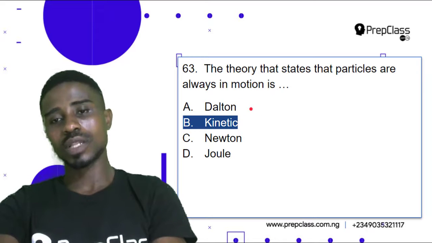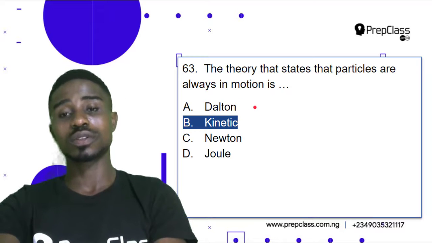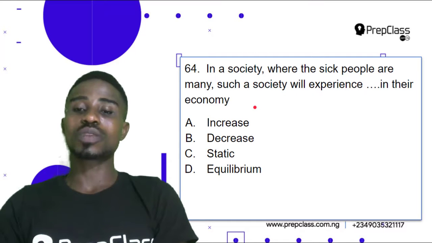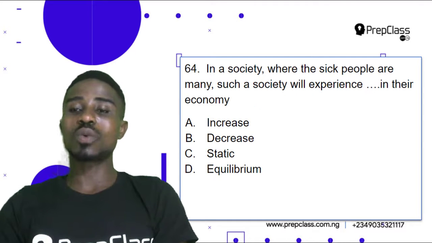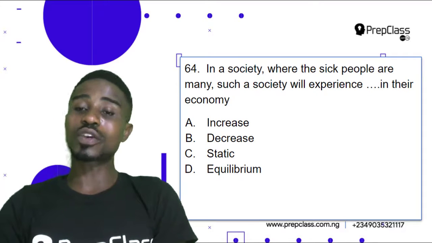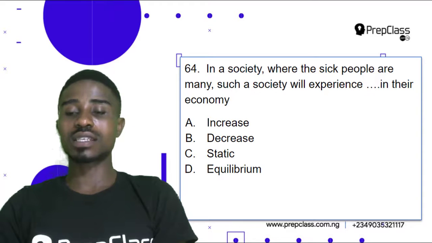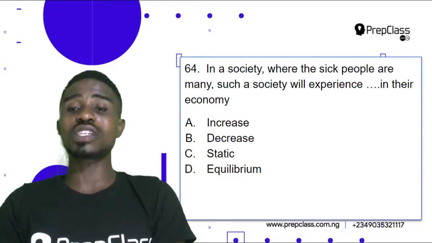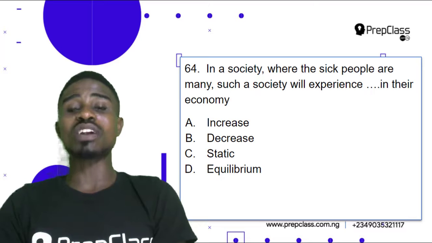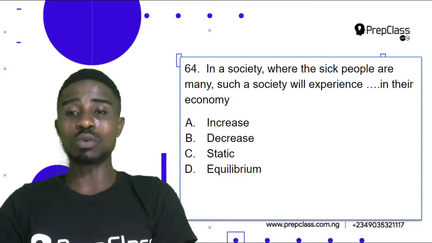All right, let's look at the next question. Question 64. In a society where the sick people are many, such a society will experience dash in their economy: increase, decrease, static, equilibrium. For us to carefully select the correct answer, we need to have an understanding of the question. Then we analyze all of the options and see which one best answers our question.